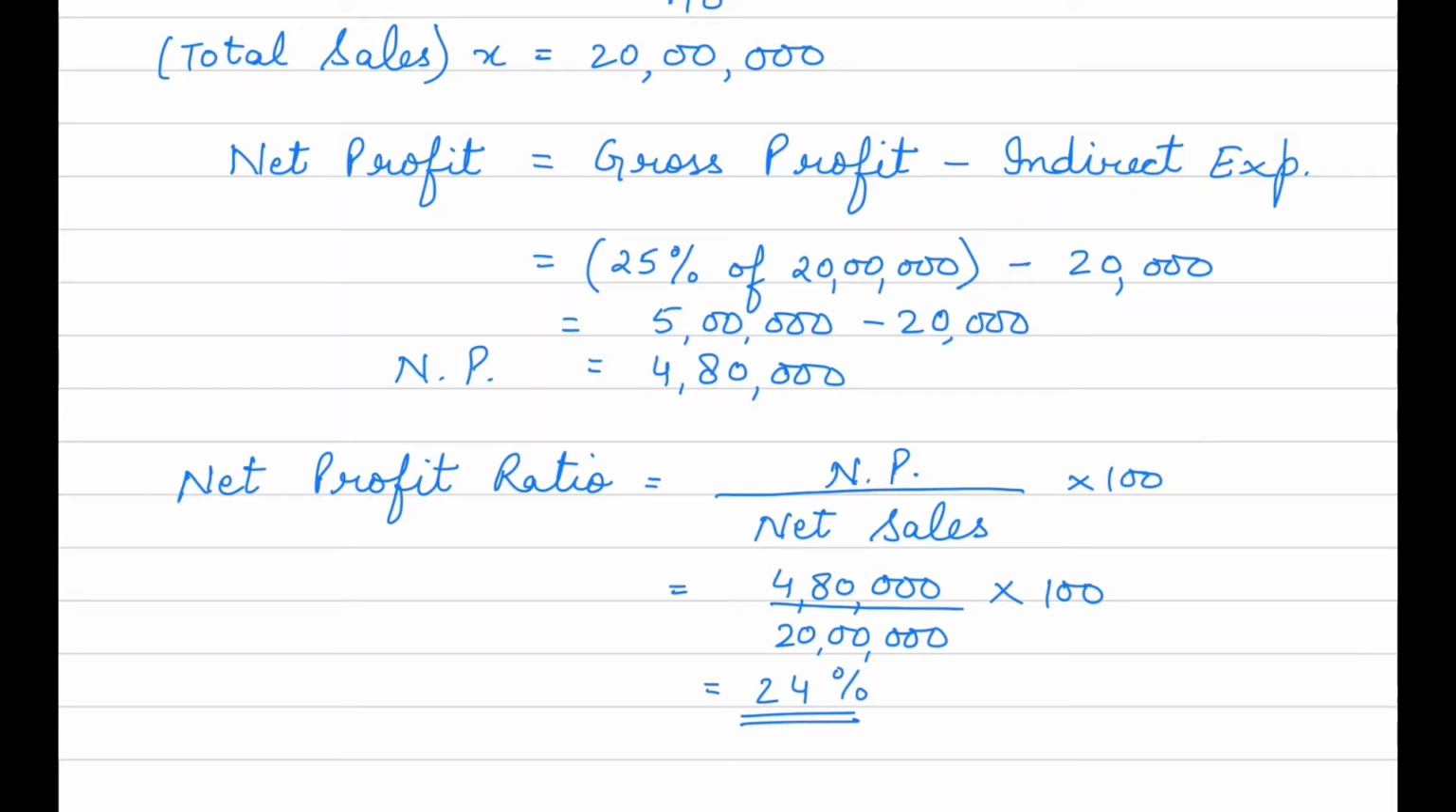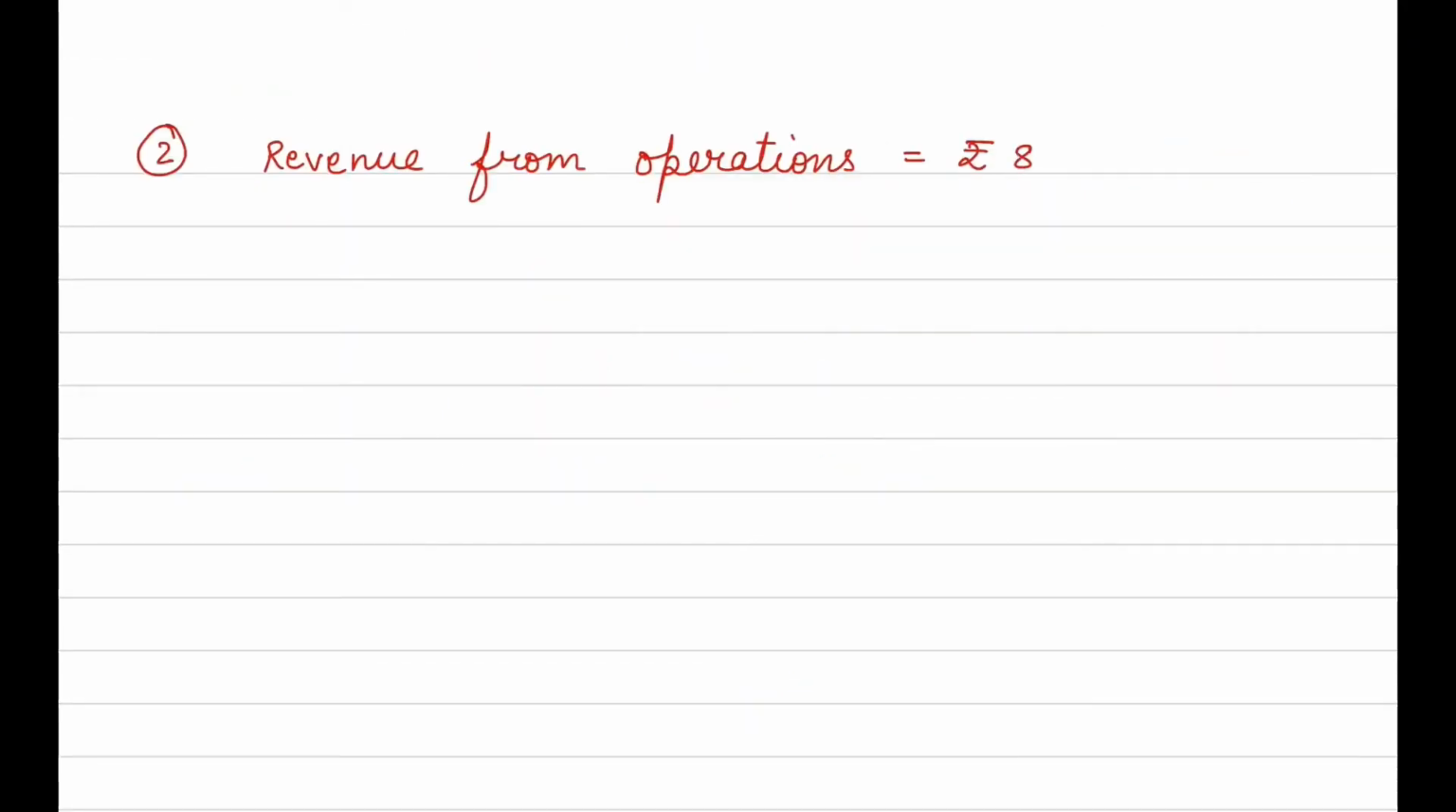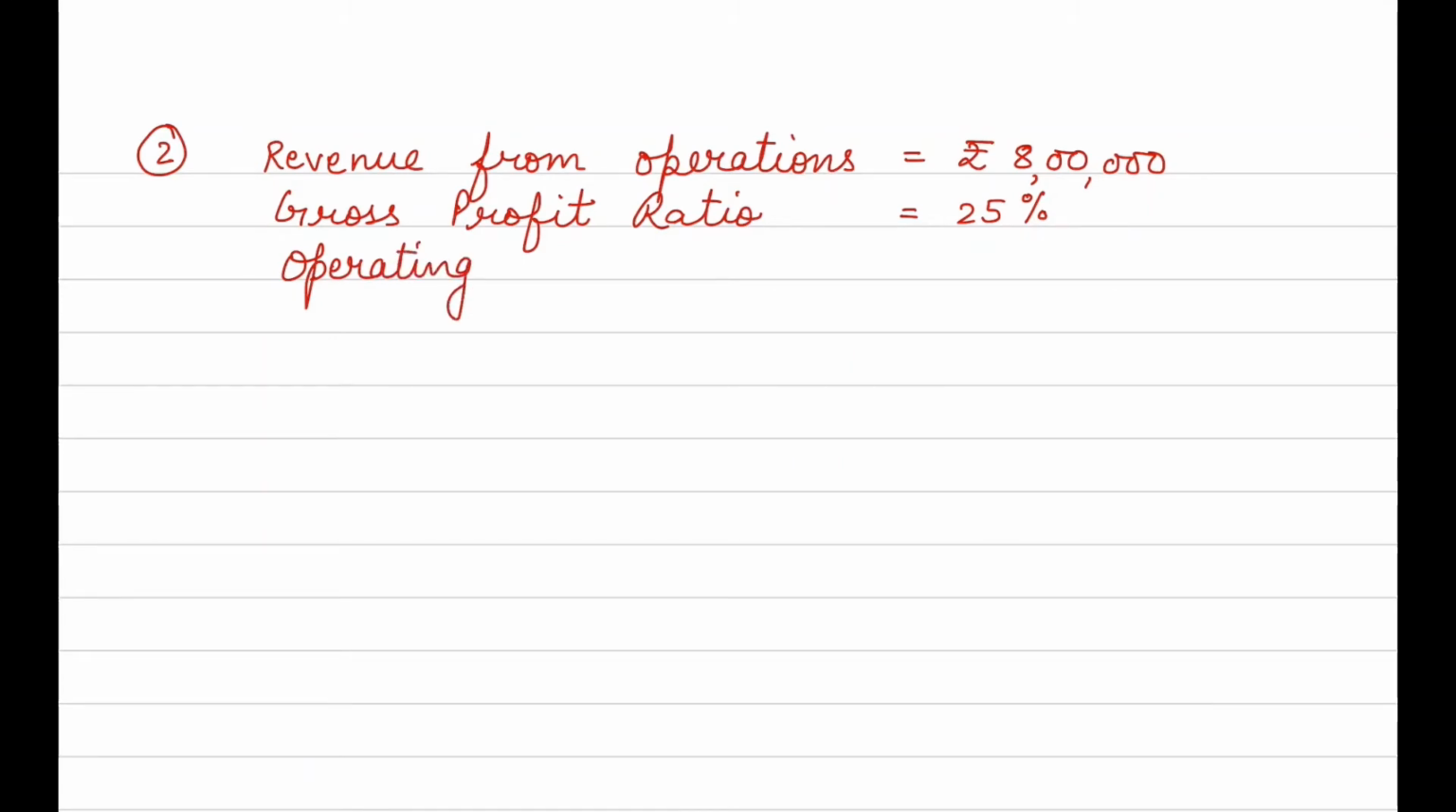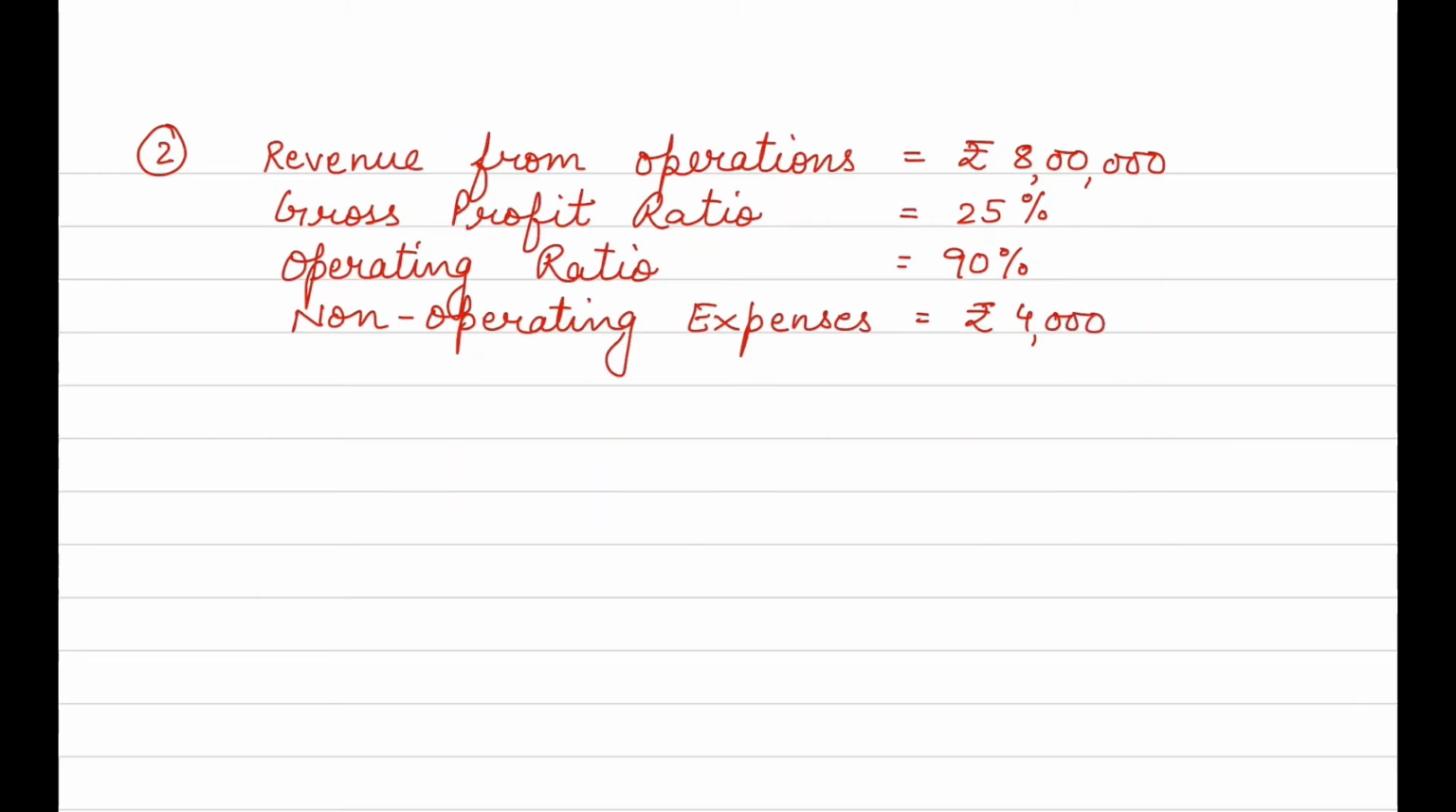Now we start with the second question. Revenue from operations in this question is given as rupees 8 lakh. Now please remember, revenue from operations means total sales. Revenue from operations is also known as sales, right? Then gross profit ratio is given as 25%. Now please remember, 25% means 25% of sales. Then we have operating ratio as 90% and then we have another information given as non-operating expenses, that is rupees 4,000. And we have non-operating income as rupees 44,000.